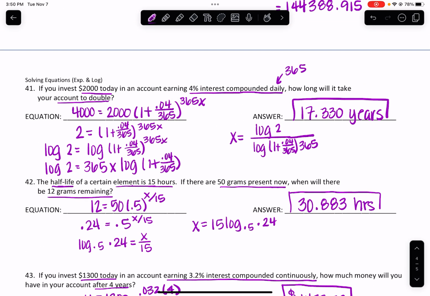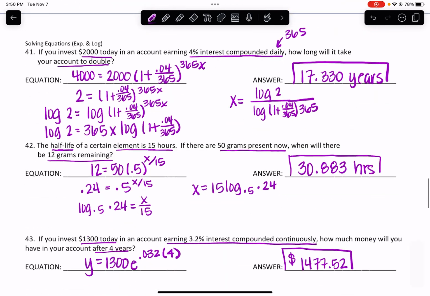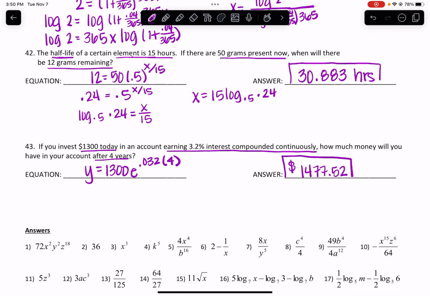I do want to check on something up here. How long? So this one's not money because we're talking about time. This one is money, so round appropriately.